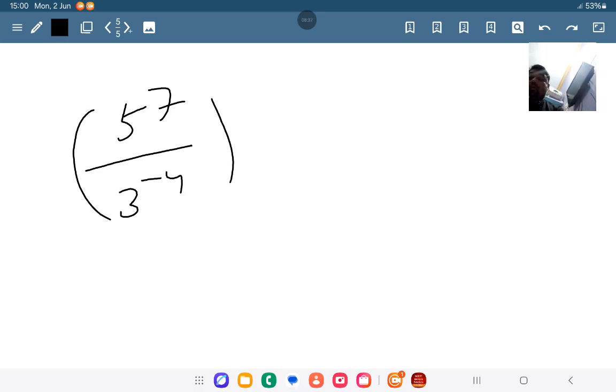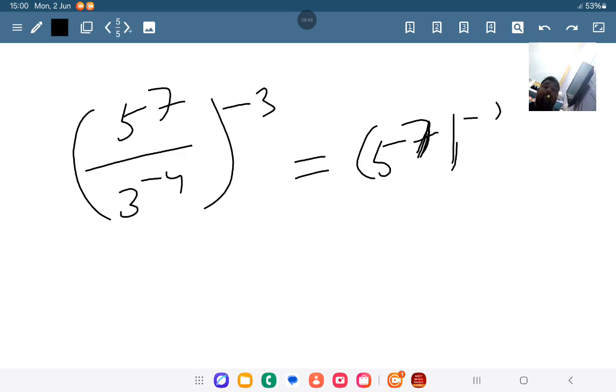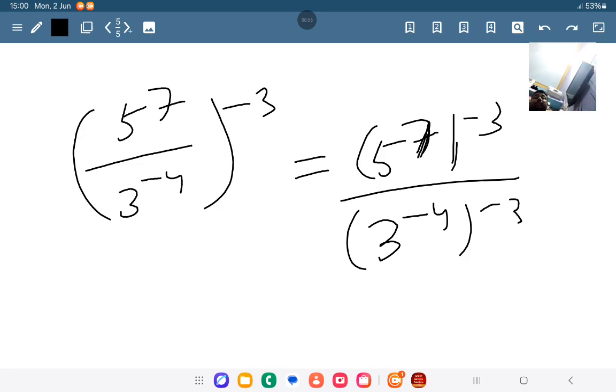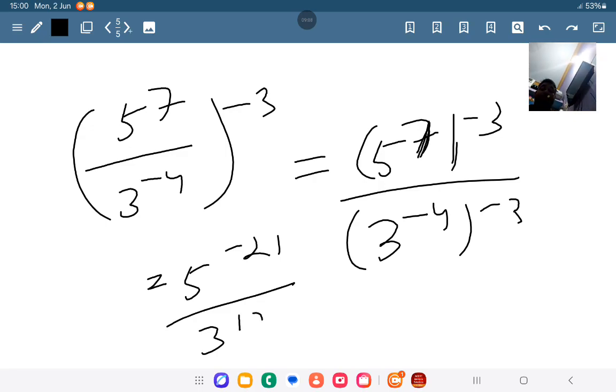Next example, 5 to the power 7 by 3 to the power minus 4, whole power minus 3. So it will be 5 to the power 7 whole power minus 3 by 3 to the power minus 4 whole power minus 3. So, it will be 5 to the power 7 into minus 3, that is minus 21, by 3 to the power minus 4 into minus 3, minus into minus, it will be plus 12. So the answer will be 5 to the power minus 21 by 3 to the power 12.